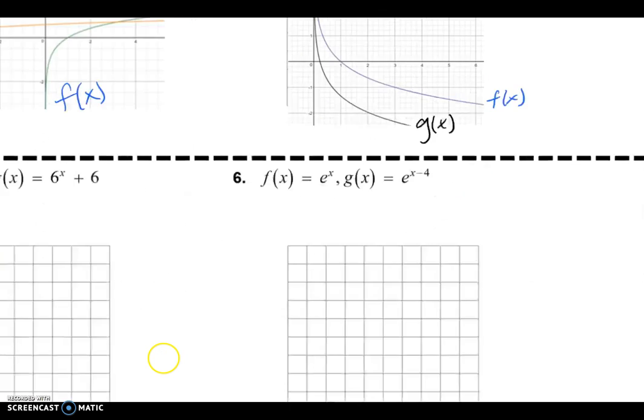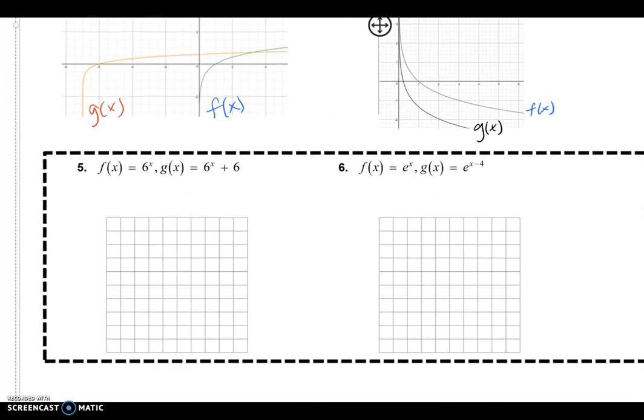Now it's time for you to try number 5 and number 6 on your own. And that's it for the notes.